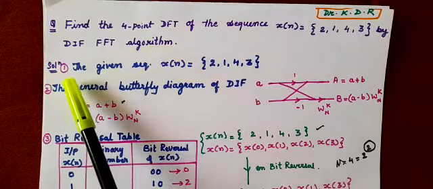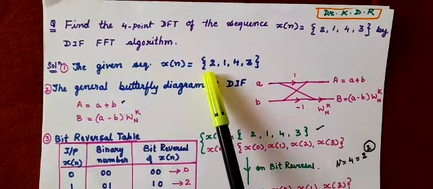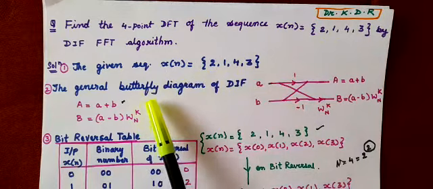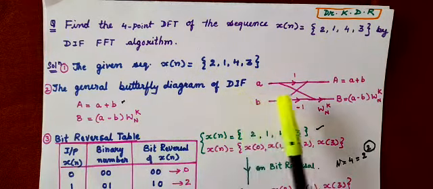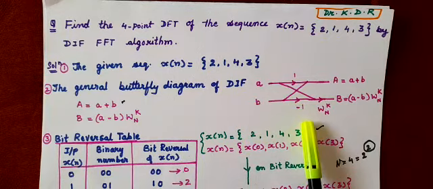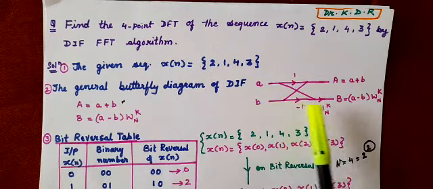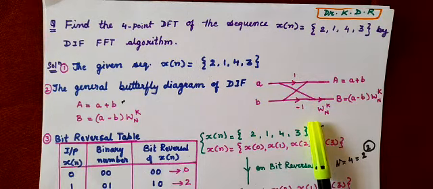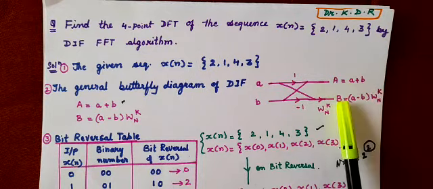First step, the given sequence x of n. What is the given sequence? 2143. Second step, draw the general butterfly diagram of DIF, decimation in frequency. This is a general butterfly diagram of DIF where a and b are the input variables. Wn to the power k is the twiddle factor. Capital A, capital B are the output variables of DIF.